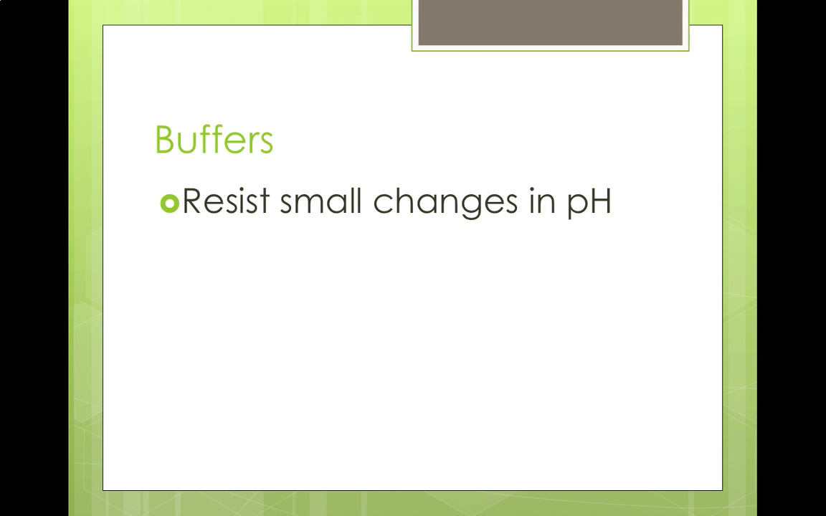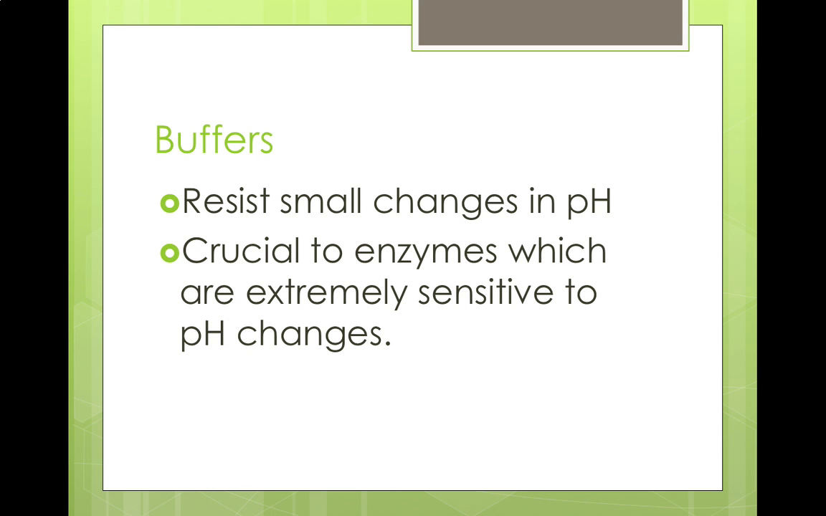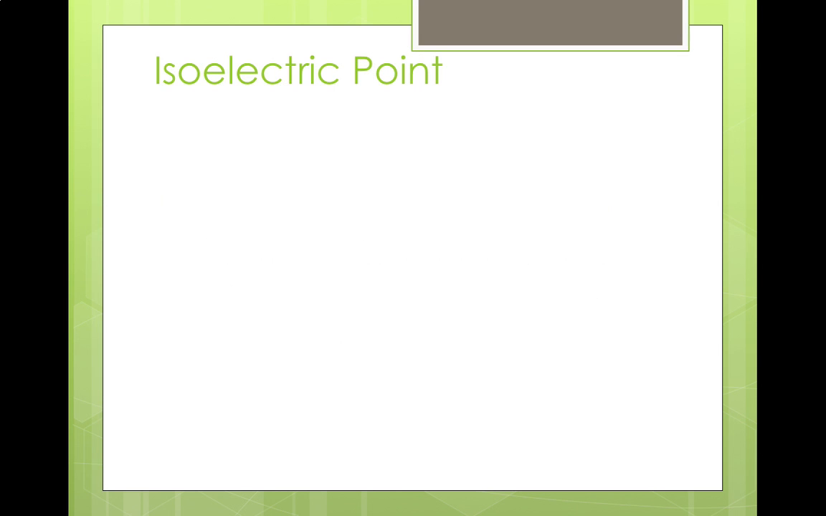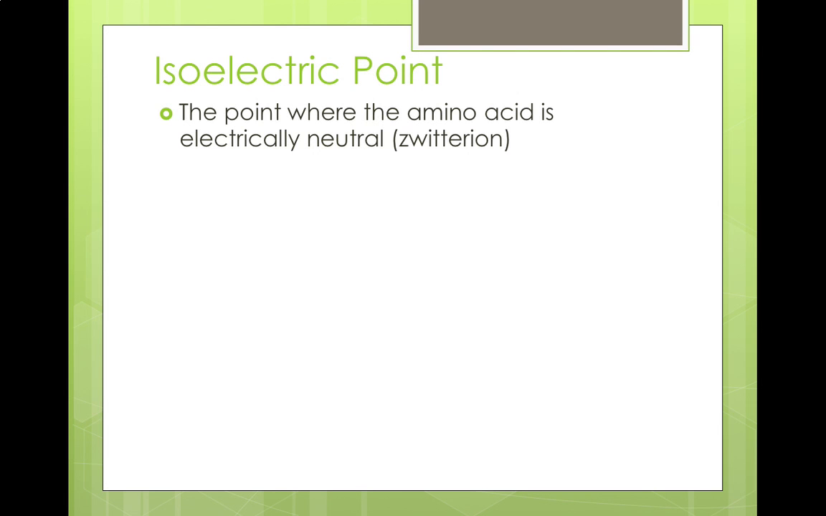And that's what's happening within our bodies as well when we have systems that are buffered because of these amino acids. This is really crucial to enzymes, which are extremely sensitive to pH changes. They don't work the way they're supposed to if they're not at the correct pH. We also can think about the isoelectric points of amino acids. It's the point where the amino acid is electrically neutral.